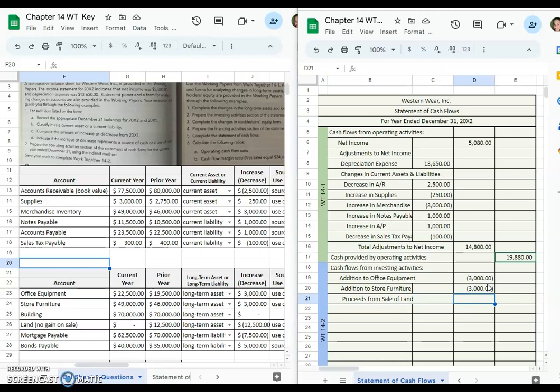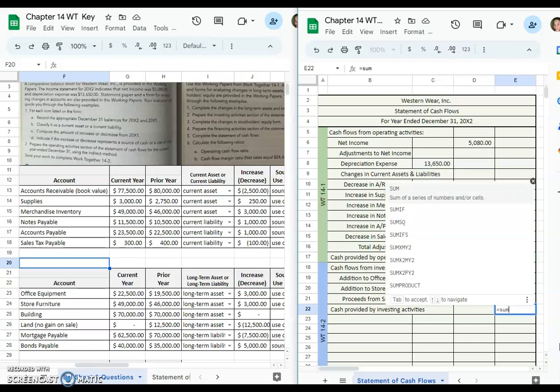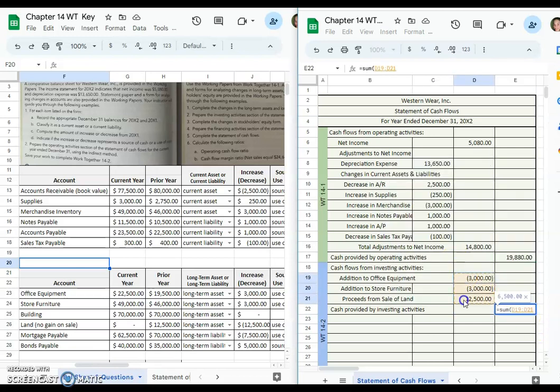And that is $12,500. And that is a cash increase, so we'll put it in as a source of cash, positive number. And let's see, that is our investing activities. So we'll put our cash provided by investing activities. And then we can just add them up over here. It equals the sum of these amounts, gives us a positive 6,500.